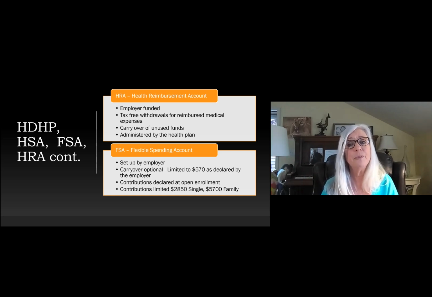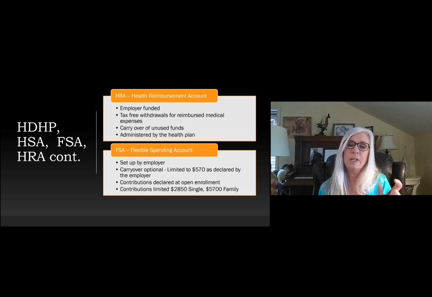With a health reimbursement account, you can carry over any unused funds. They're just reserved. You're administering it. It's administered by the health plan. A flexible spending account is set up by the employer. There's carryover potential, but it's limited to $570. And that's decided if the employer wants to allow it. An FSA is a use it or lose it type of plan.